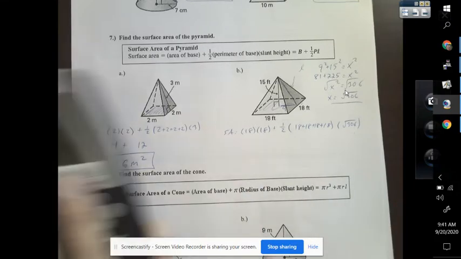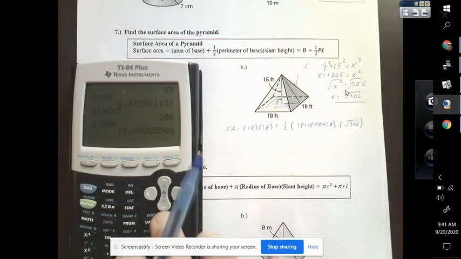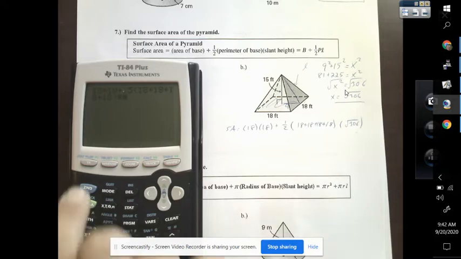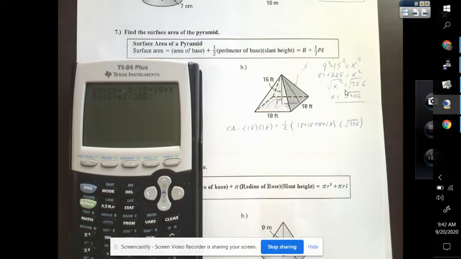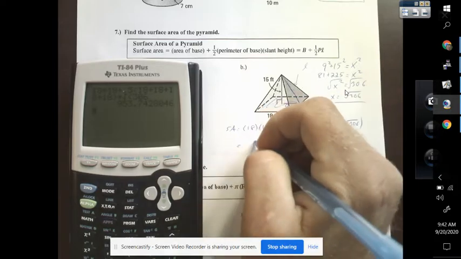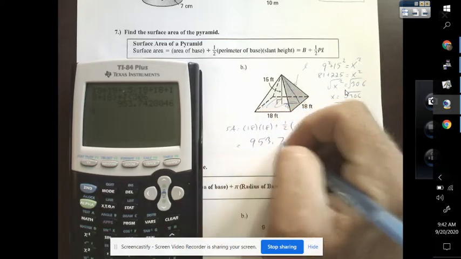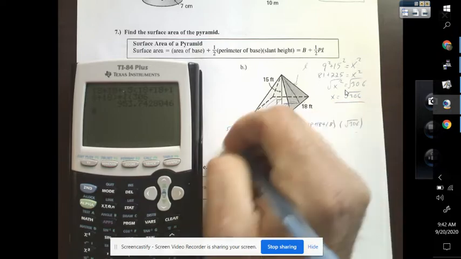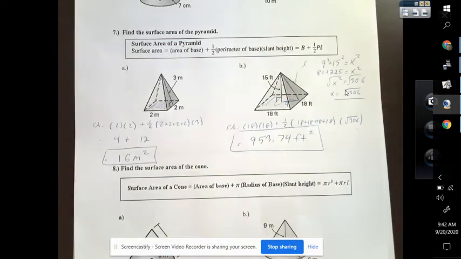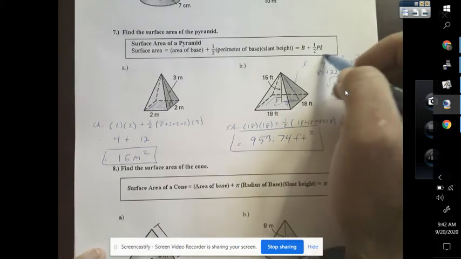Because I have so much going on, I'm going to use my calculator to help me out. 18 times 18 plus 0.5 times 18 plus 18 plus 18 plus 18, and then times the square root of 306. My final answer here is 953.74 feet squared. Definitely a more involved problem. That's definitely up there.